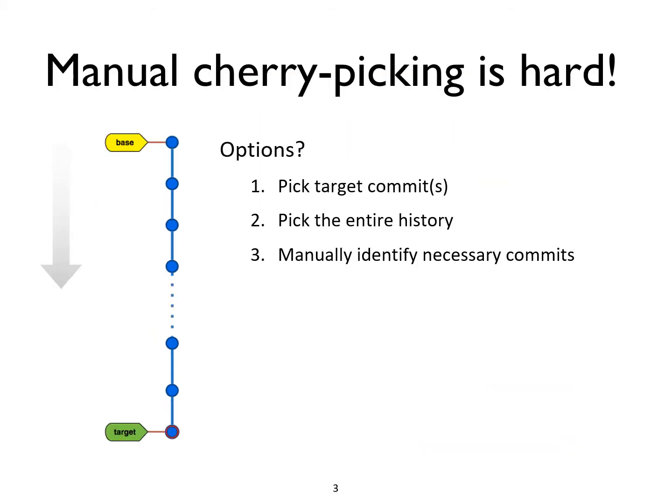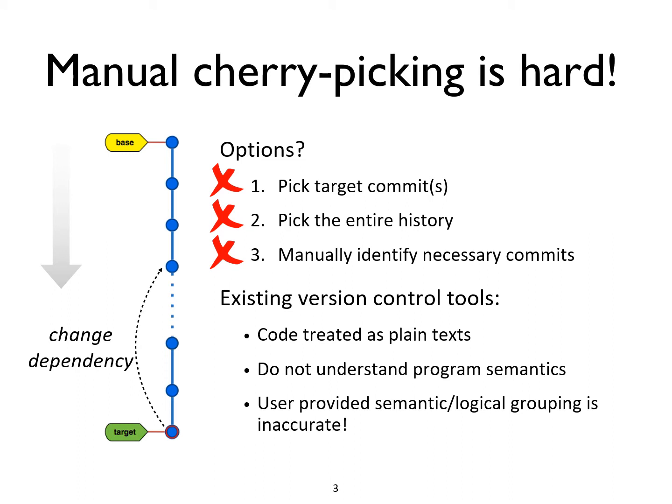However, identifying commits relevant for high-level functionality from the version history is a hard problem. Let's see what the options are. First, we can pick the target commit, which we think is implementing the new feature. However, depending on the base version we choose, this often ends up being insufficient due to dependencies on earlier changes. We can also pick the entire history, which would include a lot of unwanted changes. Finally, manual cherry-picking is time-consuming and error-prone, because existing version control systems treat code as plain text, and user-created commits don't necessarily correspond to semantics of target functionality.